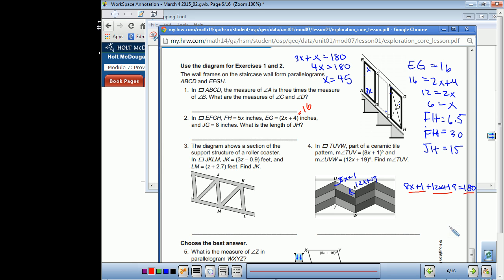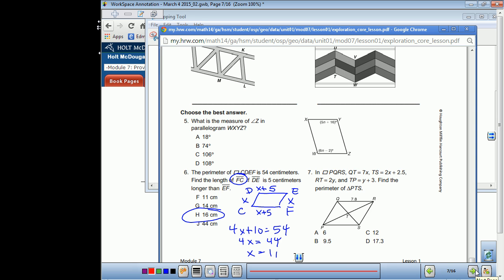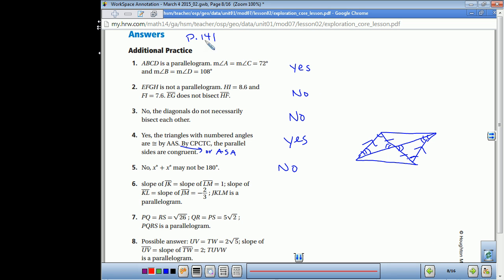Did that help at all? Okay. Does anybody have any questions about this one? 6. X plus 5, x plus 5. Add them up. Set it equal to 54. Okay. Cool.